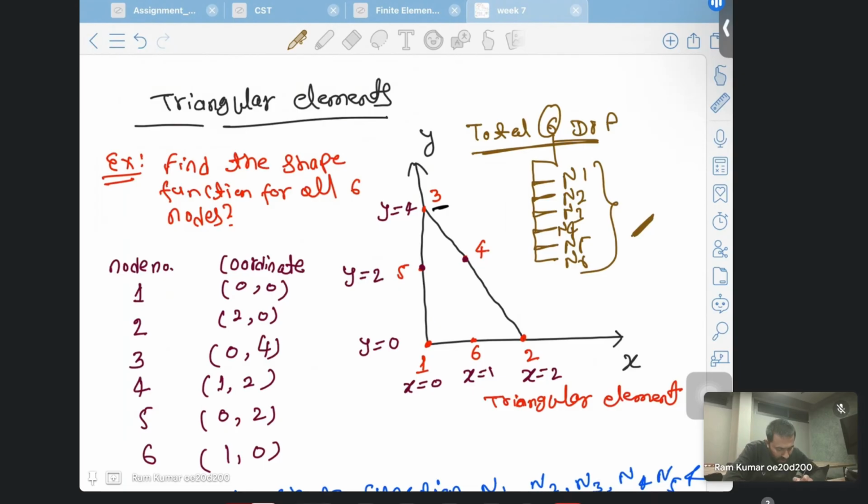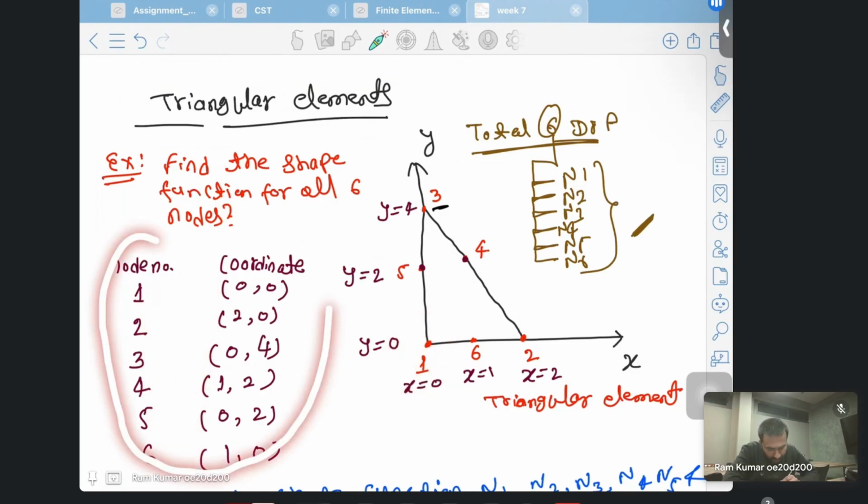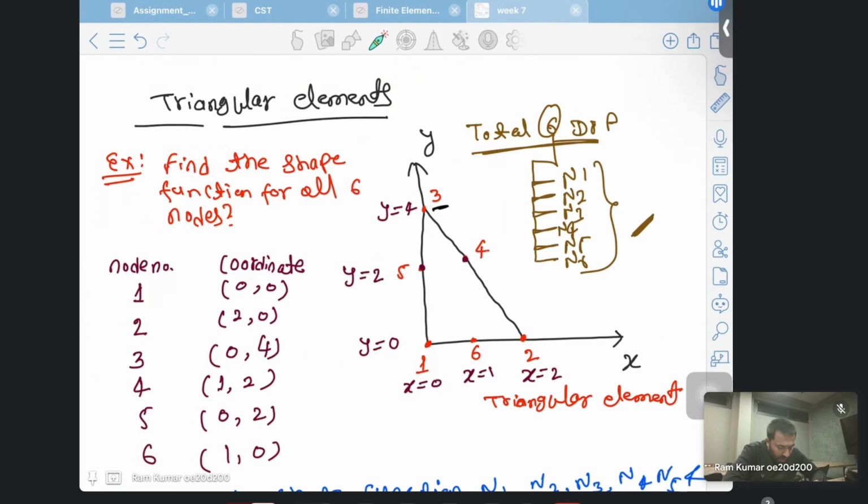And given that node 1 has coordinate origin 0, 0. So node 1 is (0, 0), node 2 is (2, 0), node 3 is (0, 4), node 4 is (1, 2), node 5 is (0, 2), node 6 is (1, 0). So these are all 6 coordinates of the given nodes. In total we are having 6 nodes, and this is a triangular element.